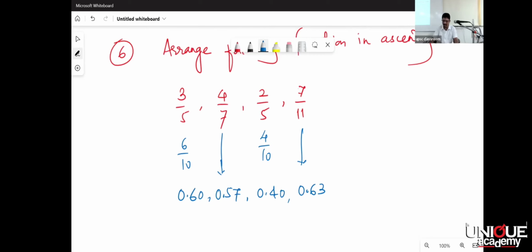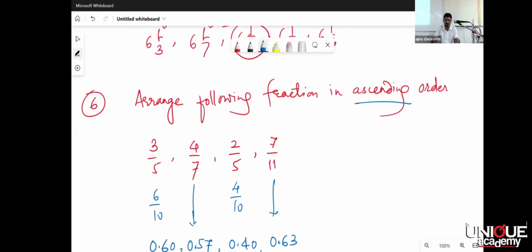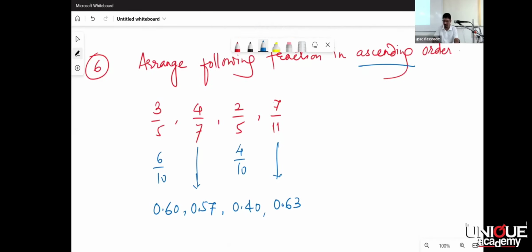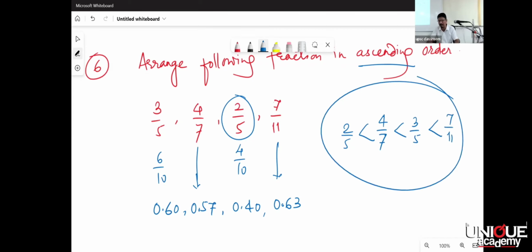For ascending order, the smallest of all 4 is 0.40, that is 2 by 5. So 2 upon 5 is the smallest of all. Immediate next is 0.57, that is 4 by 7. Then the next is 0.60, that is 3 by 5, and the last one is 0.63, the greatest one, that is 7 by 11. So this is the ascending order of the given fractions. Is it clear to all of you? You just need to stick to basics only. Is it clear?